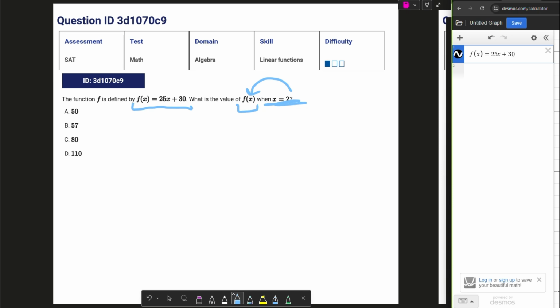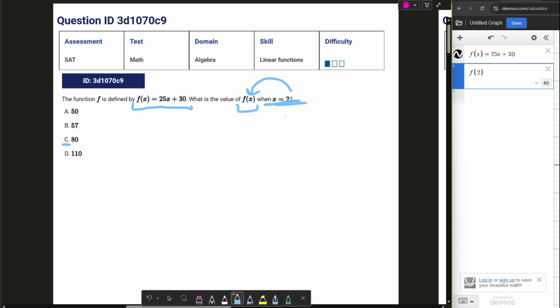So my function is done. It looks something like this, like a black line. Here's the thing. We are asked for the value when x equals 2. I can just write f and open parentheses, and I can plug in my x value in here. The value in this case would actually equal 80, which means that our answer is C.